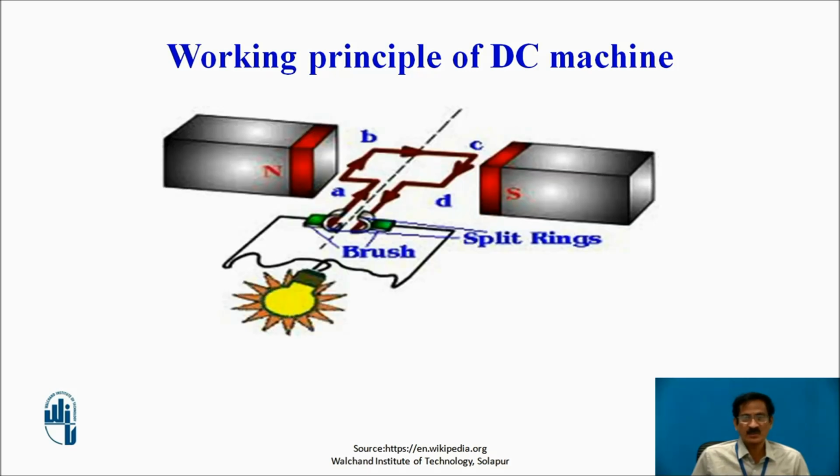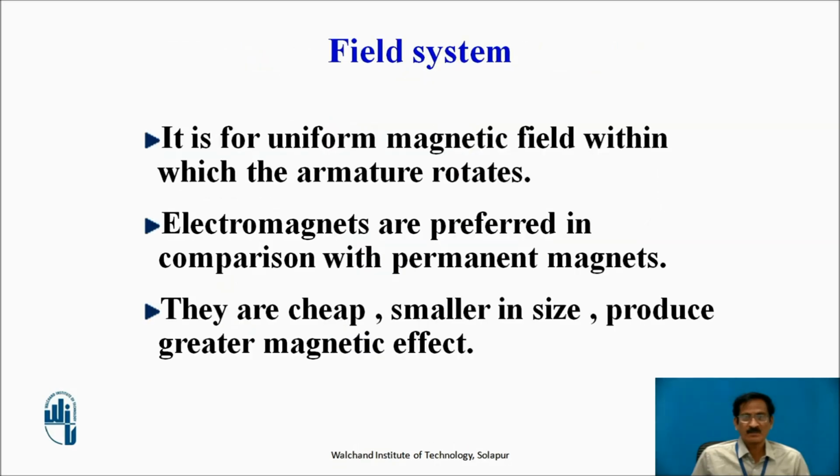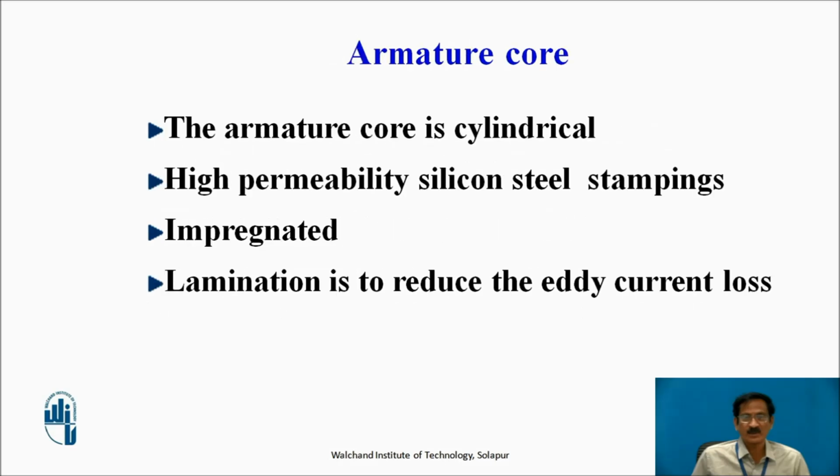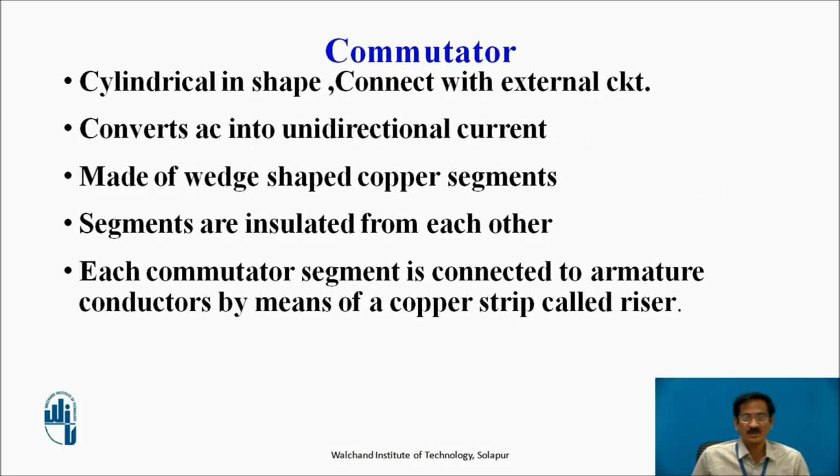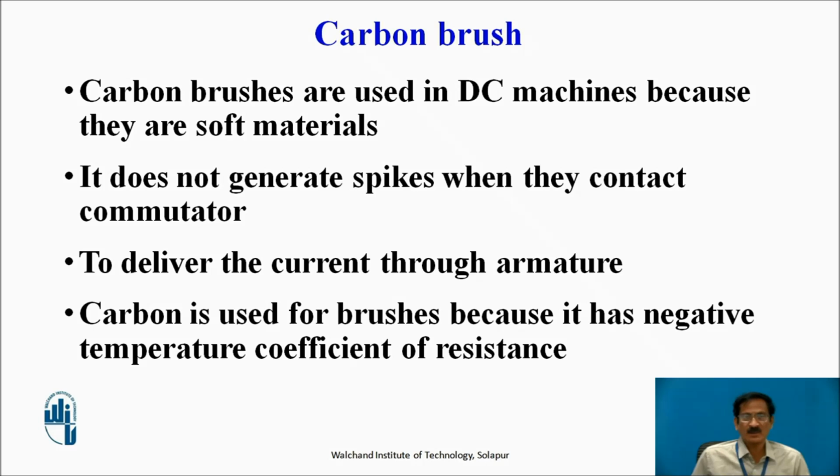The same has been explained as for the generator. Field system: it provides a uniform magnetic field within which the armature rotates. Electromagnets are preferred over permanent magnets. They are cheap, smaller in size, and produce a greater magnetic field. The armature is controlled through the commutator. Carbon brushes are used in DC machines because they are soft materials and do not generate spikes when they contact the commutator.